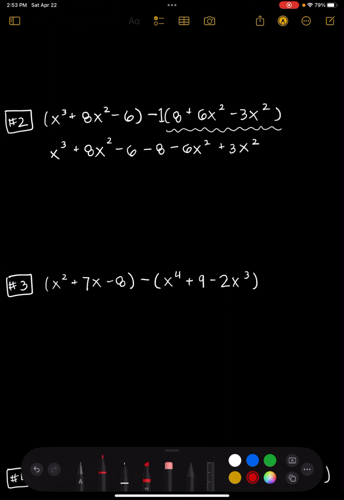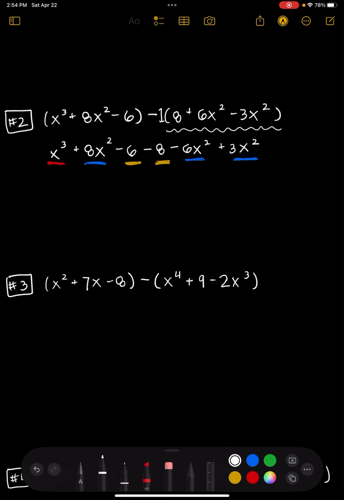So once again, I'm going to start underlining them. We have an x cubed right here, but there's no other x cubed in here. So we just underline that, we're good. Now let's go to the x squared. So we have an 8x squared right here, a negative 6x squared right here, and a positive 3x squared right there. So you can have more than one like term. That's totally fine. We're going to add all of those together. And then the last section would be the things without the x's, which are the -6 and -8. Okay, so now that we have all of them underlined, we can combine like terms.